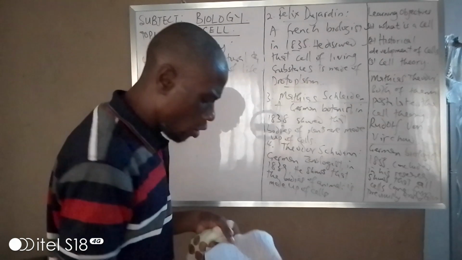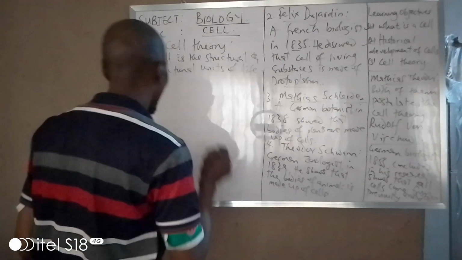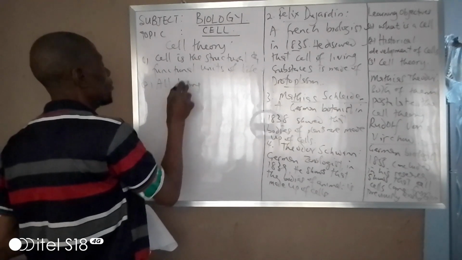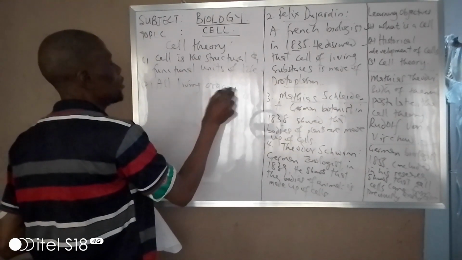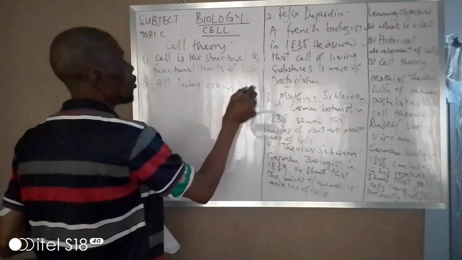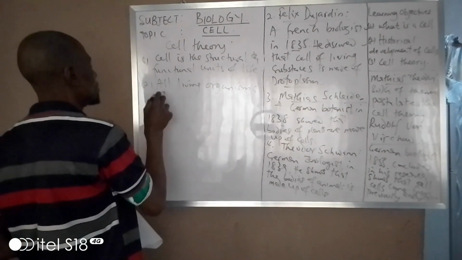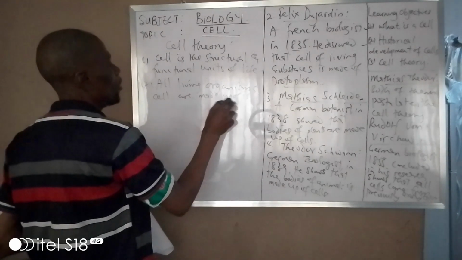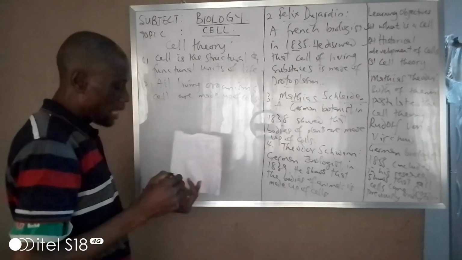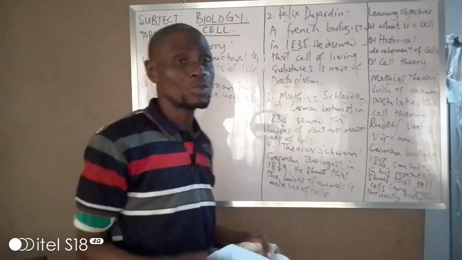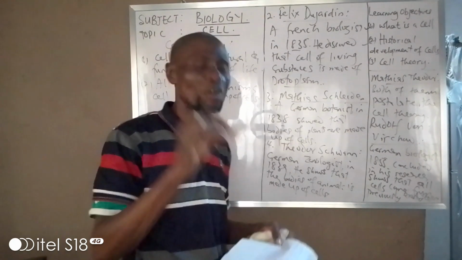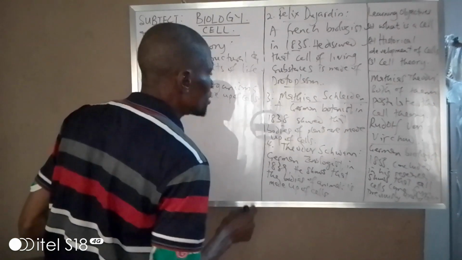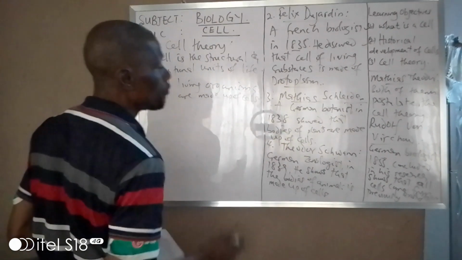Number 2 says that organisms are made up of cells. All living organisms, either plant or animal, are made up of cells. There is no life without the life of a cell. So the cell is the basic unit of life. We also have that the cell comes from a previously existing cell, which was done by Rudolf Virchow.